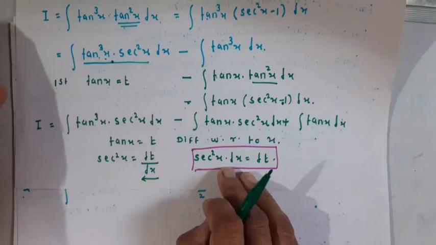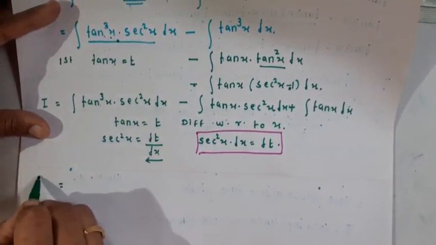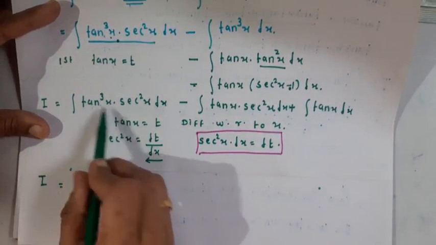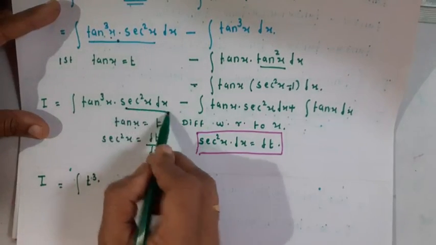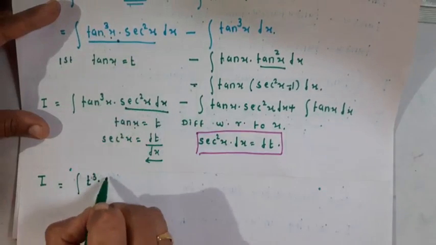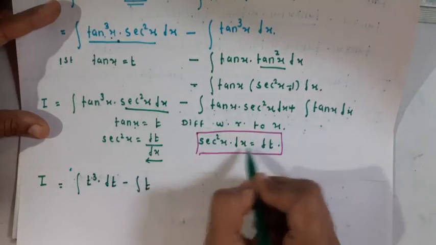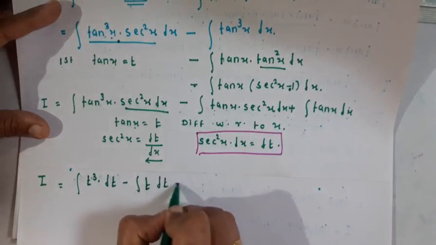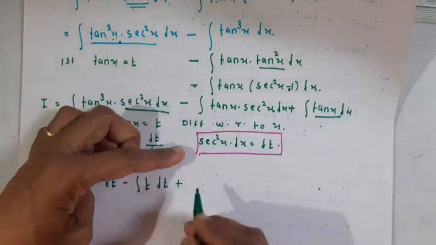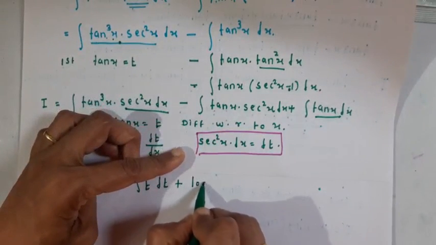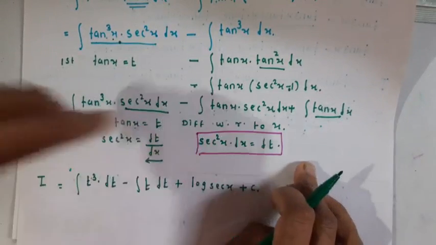Okay, and now the integration is I equals tan cube x, where tan x equals t, that is t raised to 3, and sec square x dx is dt. Minus tan x is t, and sec square x dx is dt. And plus, we know the integration of tan x directly: the integration of tan x is log of sec x, plus the constant of integration c.